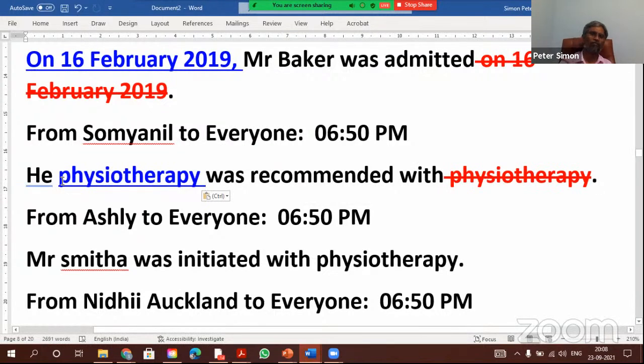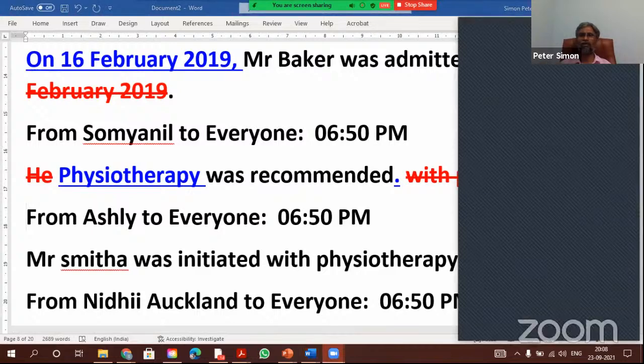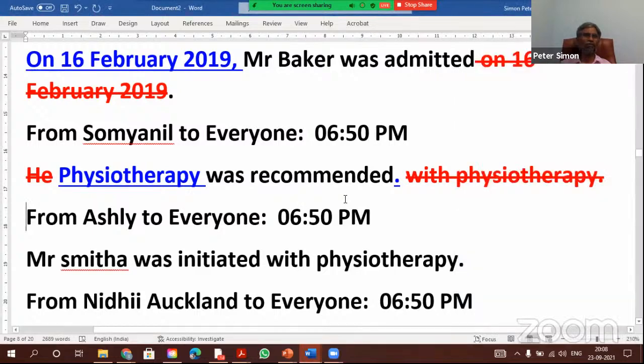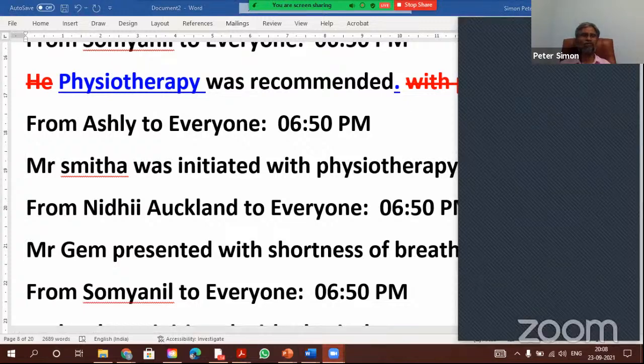Avoid he. So simple as that. Physiotherapy was recommended. Full stop. Right. Physiotherapy was recommended. Is that clear, Somi? Somi is not there. Why did I correct this paper? Waste of time. Mr. Smitha was initiated with physiotherapy. Smitha is there. Okay. Ashley is not there. Leave it.